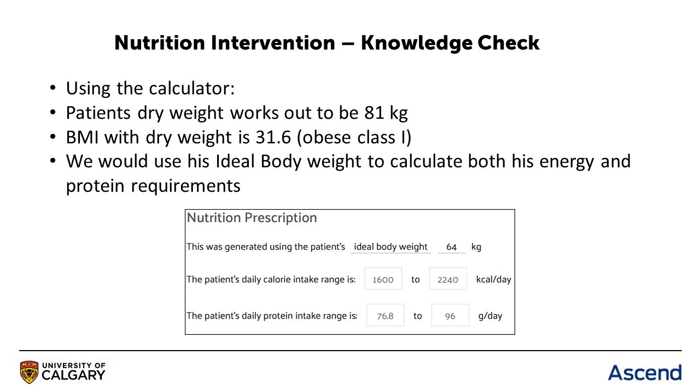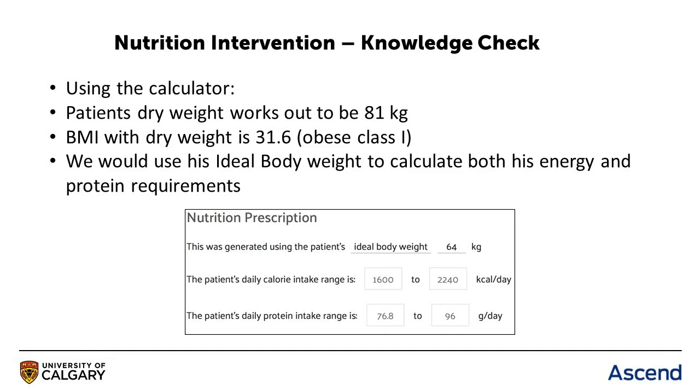However, because he's obese, we still use an ideal body weight as a dosing weight to work out his nutrition prescription. This is what is friendly about the calculator. It does it all for you because it automatically populates that we've used an ideal body weight of 64 kilos to work through his calorie goals. Did everyone advance to the nutrition prescription? Playing along?